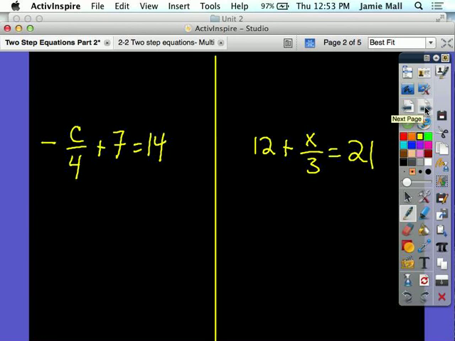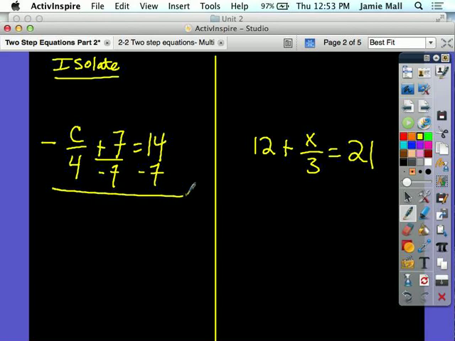Next. Now we've got a situation where our term is a negative. It shouldn't change anything for us. Remember, our goal as always is to isolate the variable. Isolate the term first, then isolate the variable. So here's what I've got. Negative c over 4 plus 7 equals 14. I need to get rid of this plus 7. How will I do that? We're going to subtract 7 from both sides. Subtract 7 from both sides. I'm left with negative c over 4, these cancel out, is equal to 7.